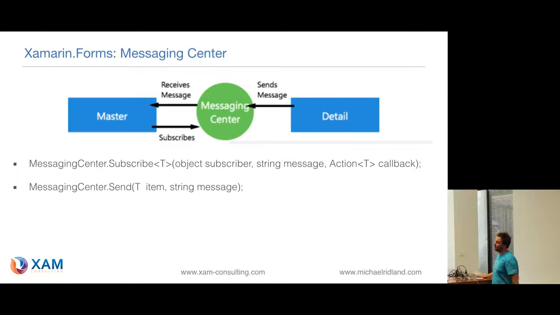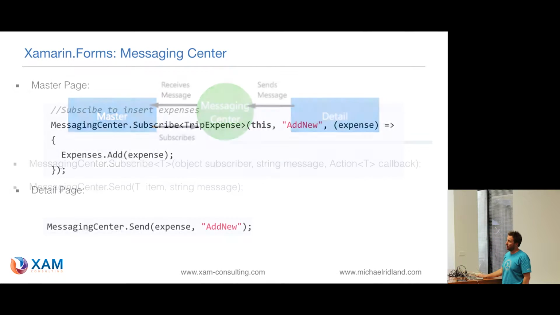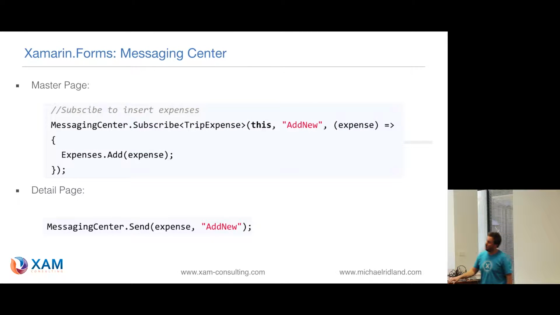So there's a messaging center, which you can see here in this API. Just say you've got two parts of an application. You've got a menu down here, and you've got a list of items here. Messaging center allows you to subscribe to when something's changed in my list, and then from over here I can actually send it. So you're sending and subscribing. You can see here on my master page, I'm subscribing to when a new trip expense is added, and then on the detail page I'm sending it across.